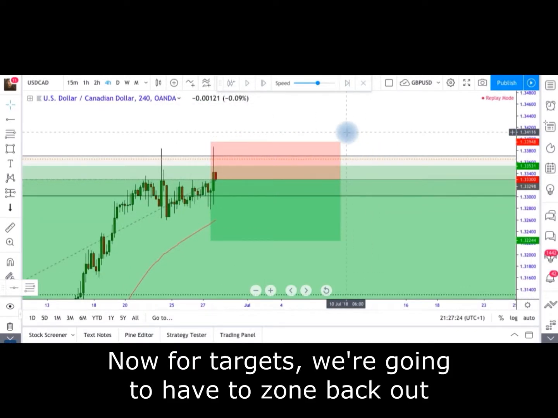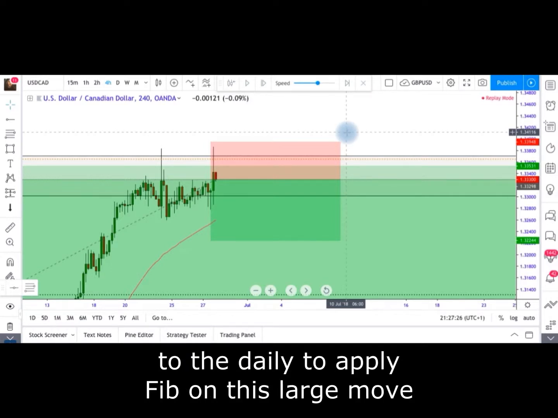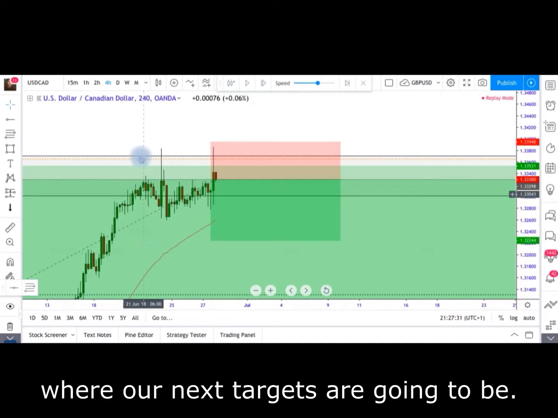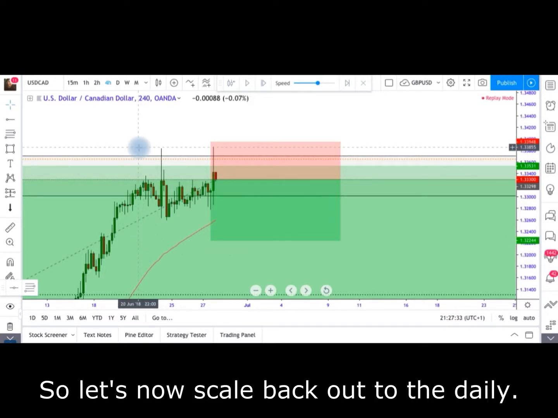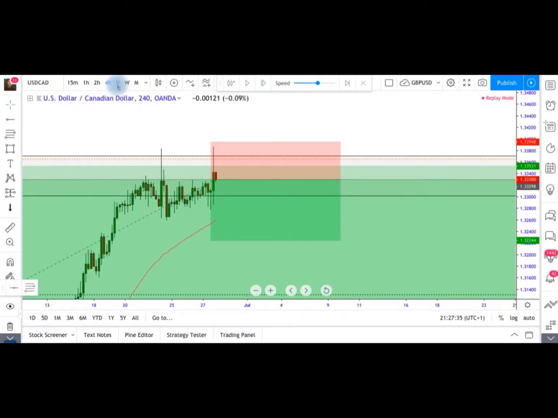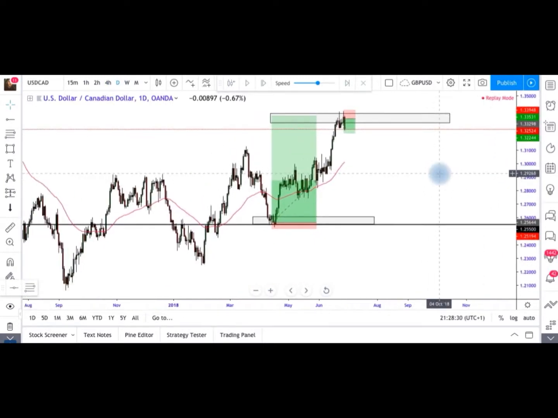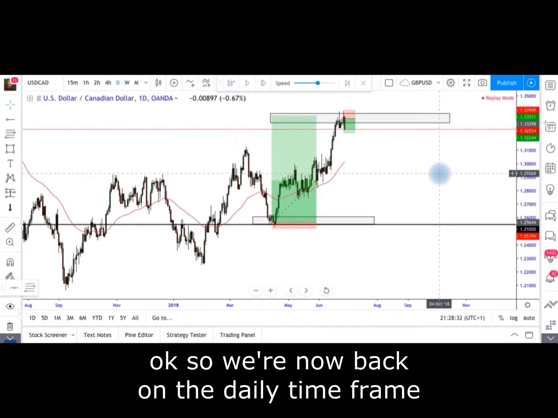Now for targets, we're going to have to zoom back out to the daily to apply a fib on this large move to the upside to try and find out where our next targets are going to be. So let's now scale back out to the daily. Okay, so we're now back on the daily time frame.